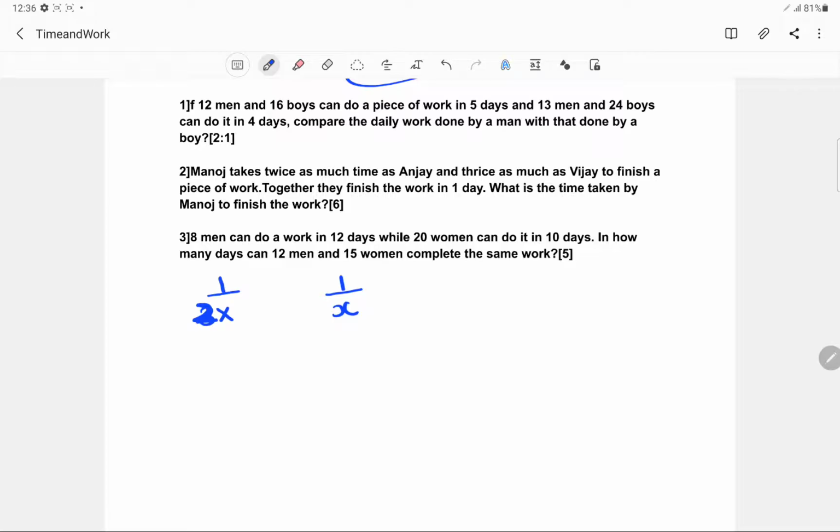And thrice as much as, so say Vijay was doing it in y days. Now this 2x is also equal to 3y. If he is doing it in thrice as much time as this, so his efficiency would be thrice of that. Now obviously y would be equal to, you can replace this y, no? So this would be 2x by 3. So you could replace this y. So this is like 2x by 3. This is the efficiency of this.